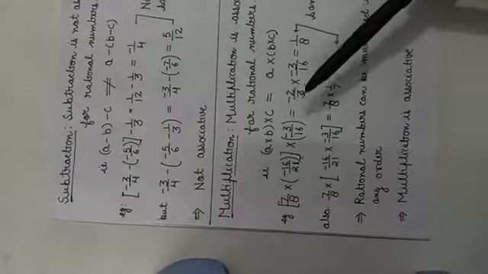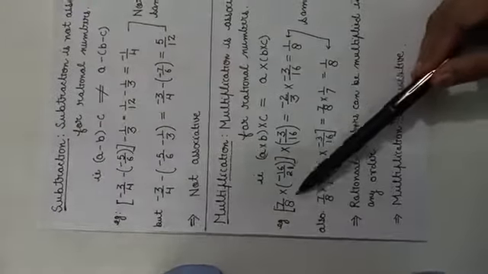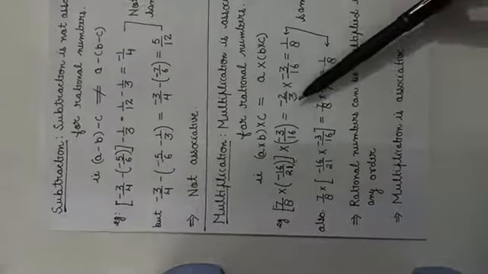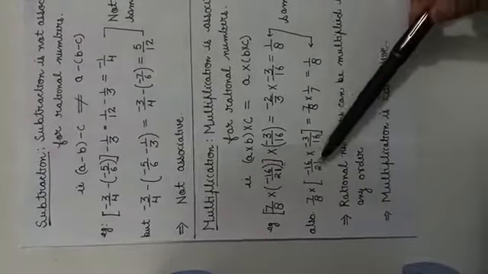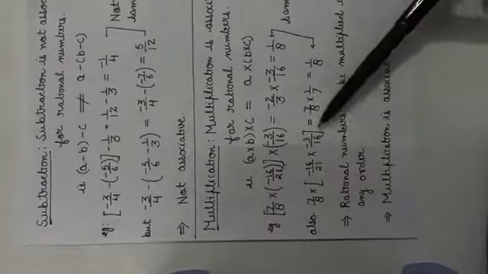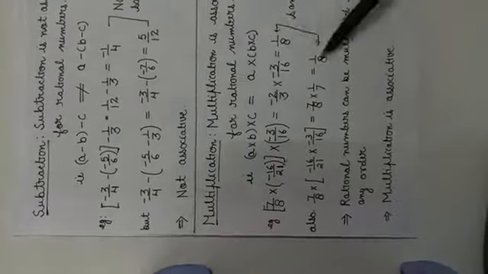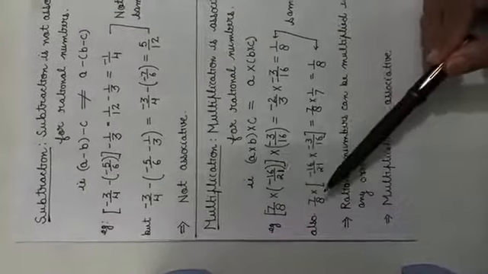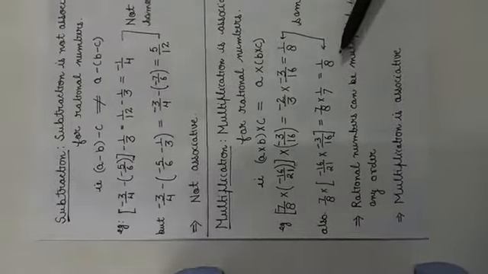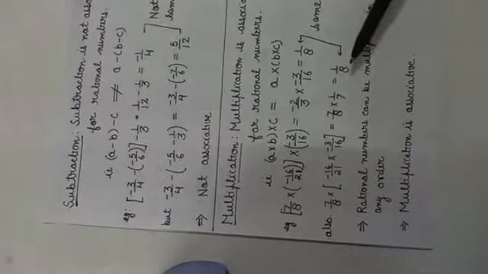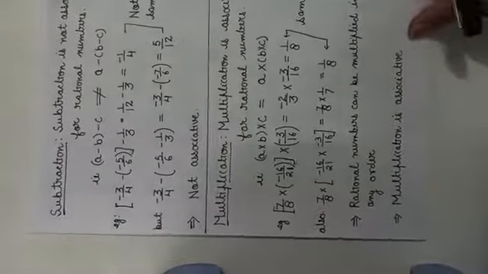Let us look for the multiplication. Here I am writing like this. I multiplied these two numbers first and I get this answer, and later on I multiplied by this, I get 1 by 8. In the second example, I have multiplied these two numbers and I get the answer 1 by 7, and then it is multiplied by 7 by 8. I get the same answer. So what do we say? That the multiplication is associative for rational numbers, means rational numbers can be multiplied in any order.